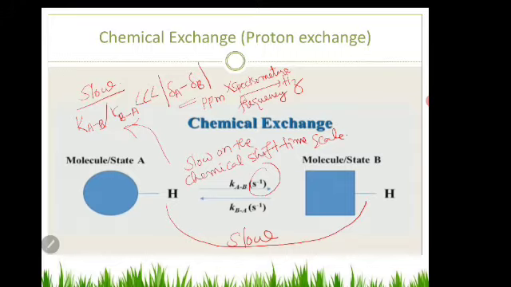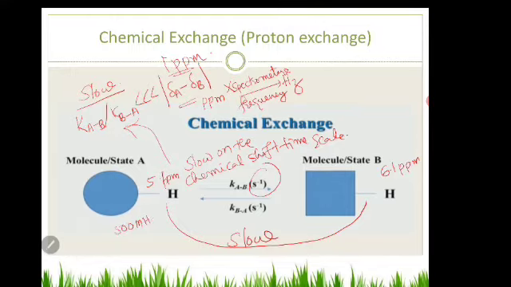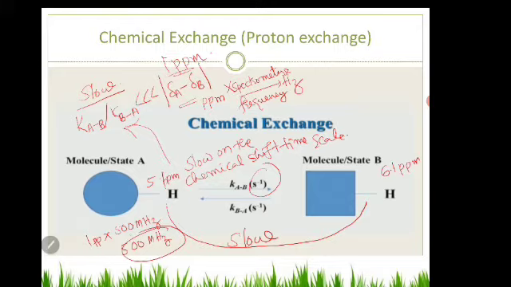Chemical shift time scale. For example, if you take this proton, which is part of state A of the molecule, it is given as 5.1 ppm. And the chemical shift value of the molecular state B could be 6.1 ppm. If you take the difference, just like it is shown over here, it will be 1 ppm. Suppose the spectrometer frequency is 500 megahertz, then 1 ppm will be 500 hertz. That is the chemical shift difference.